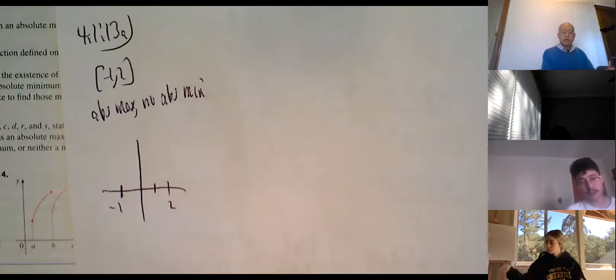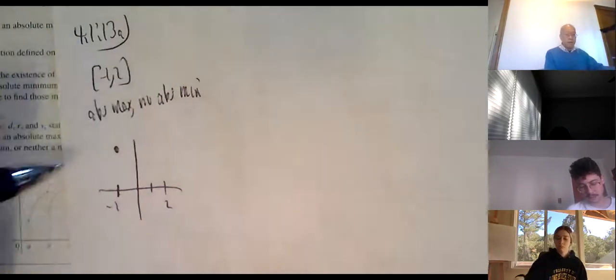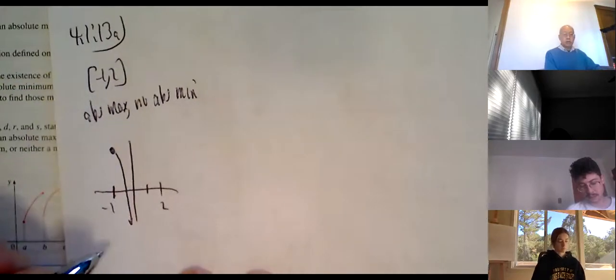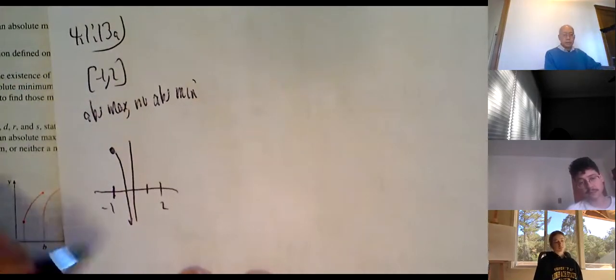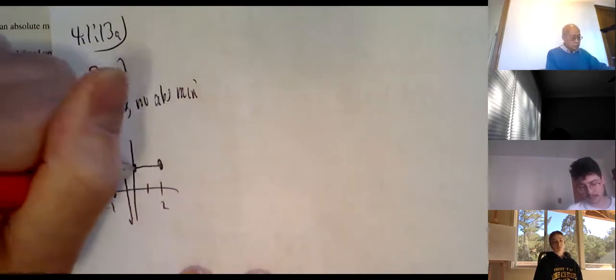All right, so how do I make it so that there's no absolute minimum? Well, I could, for instance, just let it drop down to infinity somewhere. Okay, so let's make that an absolute max. Drops down like that. And then the rest of the time, maybe just do something like this. That'll do it.